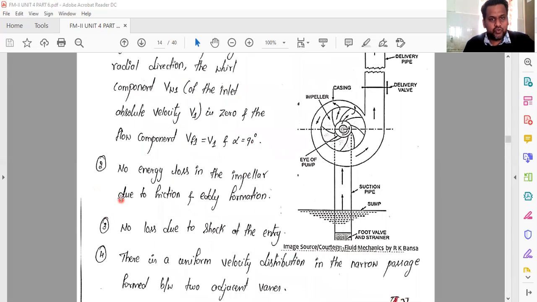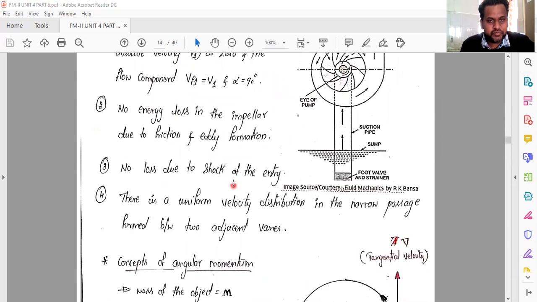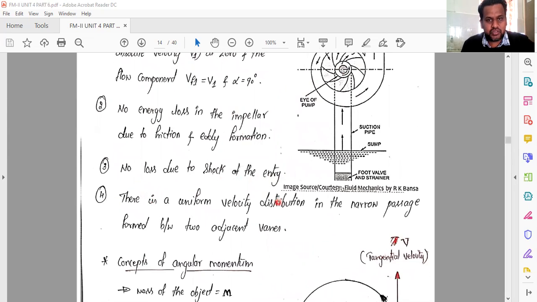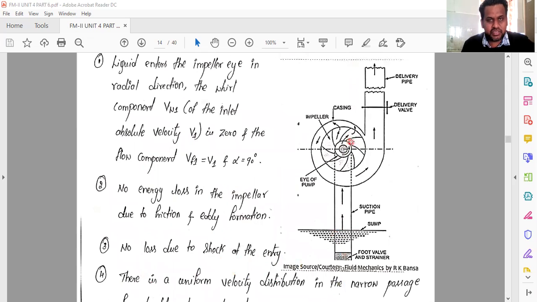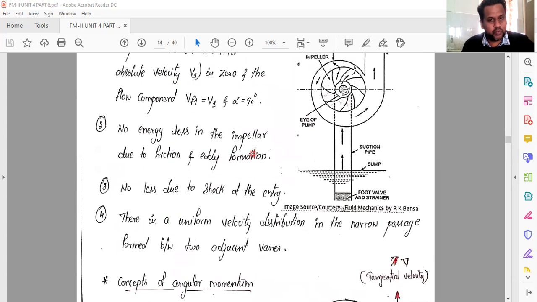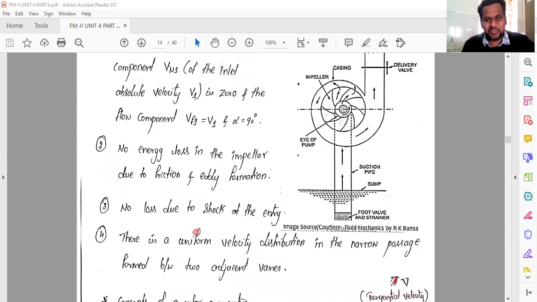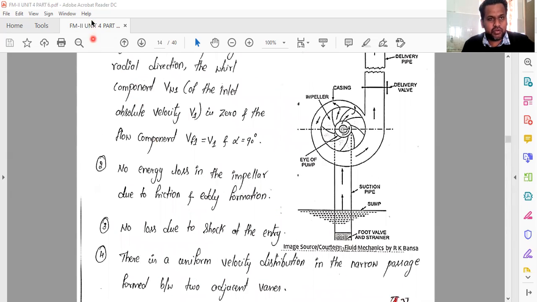ठीक है. So no energy loss in the impeller due to friction and eddy formation. Because of eddy formation or because of the friction, there is no loss that we are going to achieve. ठीक है. So that means we are going to neglect this friction and eddy formations. No loss due to the shock at the entry. जैसे पानी अंदर घुसेगा, because of it, whatever the shock is going to happen, there is no energy loss. वो भी हम negligible assume कर रहे हैं. Then there is a uniform velocity distribution in the narrow passage formed between the two adjacent vanes. See, even the small things also you are going to keep it in mind.